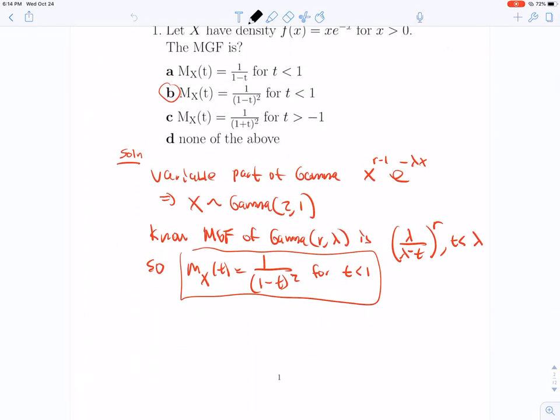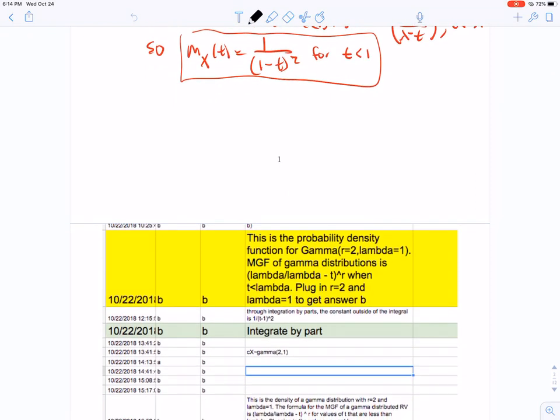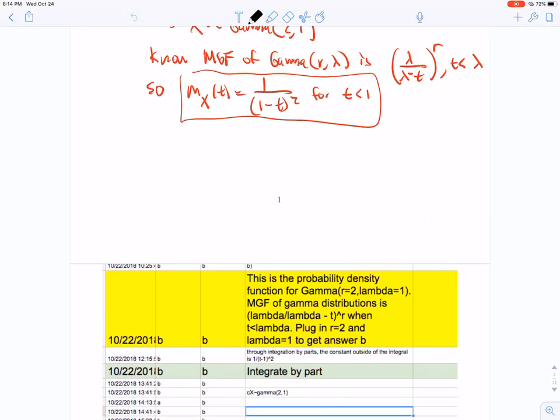And most of you gave the right answer, but for a variety of reasons. One person said that they recognized that this is the density of a gamma. r is 2, lambda is 1, and we know the MGF of gamma. That led the person to understand that the MGF was 1 over 1 minus t quantity squared for t less than 1.